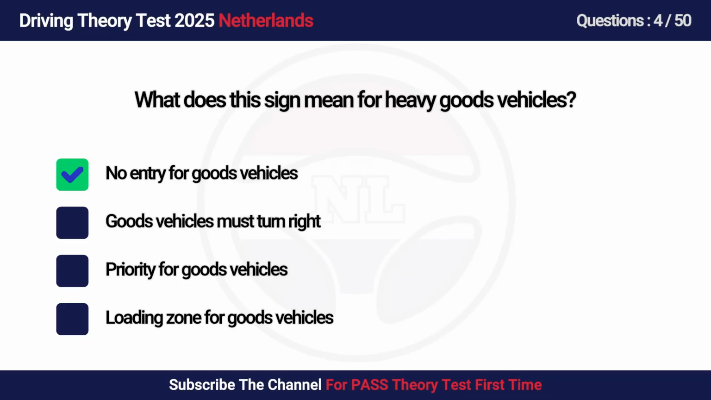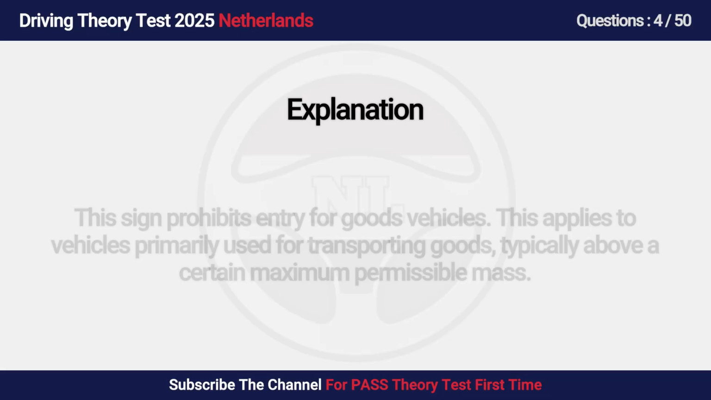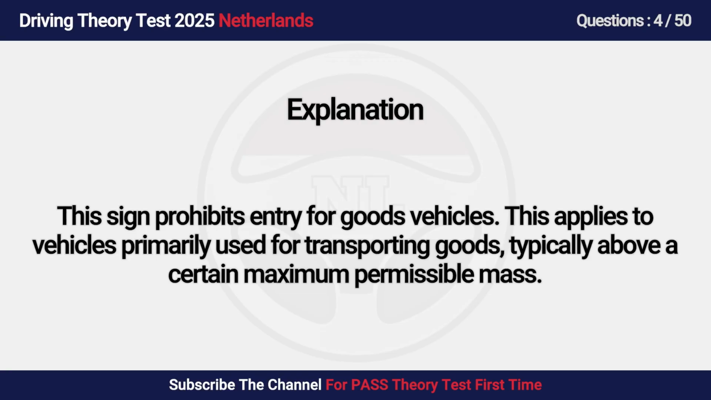Answer is A. No entry for goods vehicles. This sign prohibits entry for goods vehicles. This applies to vehicles primarily used for transporting goods, typically above a certain maximum permissible mass.